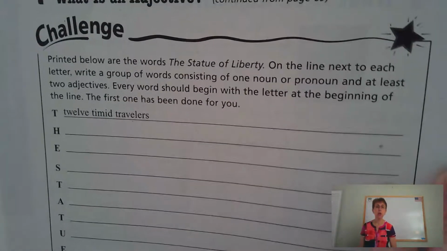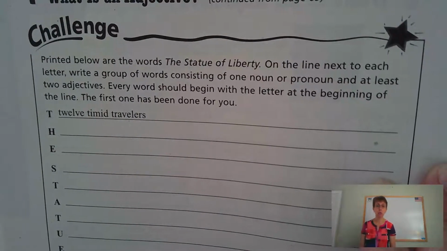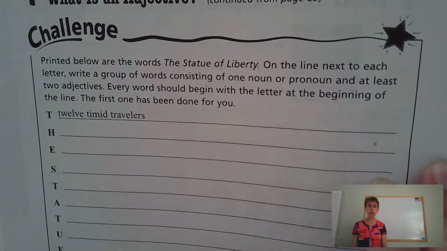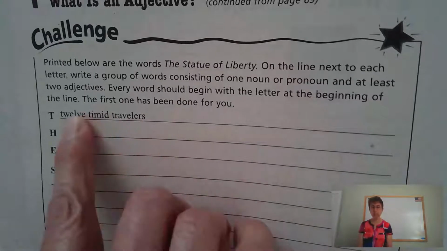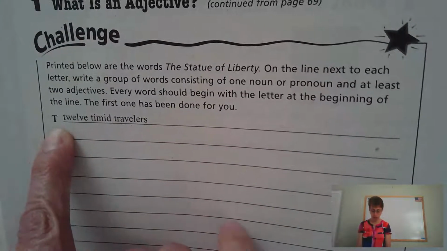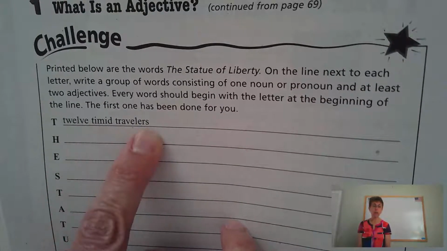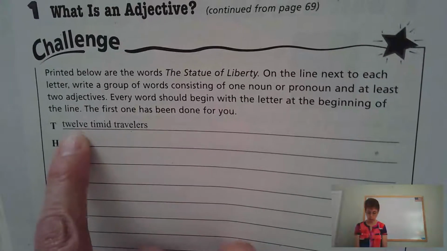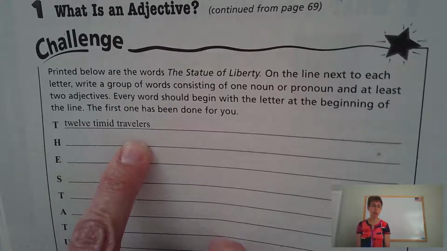It says on the line next to each letter, write a group of words consisting of one noun or pronoun and at least two adjectives. Every word should begin with a letter at the beginning of the line. The first one has been done for you. Basically you're writing a phrase, like a little tongue twister. Here you have the letter T, so you have 12 timid travelers. 12 and timid are two adjectives describing the noun travelers. At least two adjectives describing one noun or pronoun.